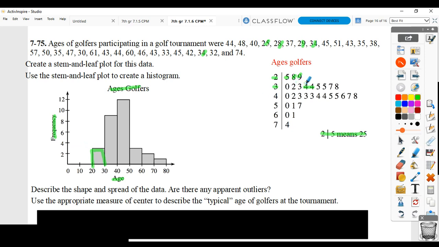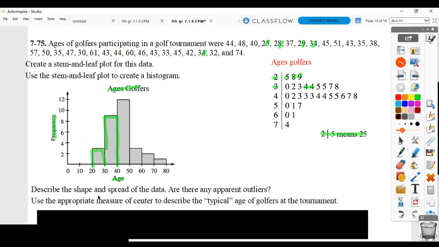There's 1, 2, 3, 4, 5, 6, 7, 8, 9 golfers whose age is between 30 and 40. Remember, if something lands directly on a spot, like there's a golfer who's 30, that's going to be in the 30 to 40 section, just like it's in the 30 to 40 section over here in the stem and leaf plot. So you're going to take this information and create this histogram.